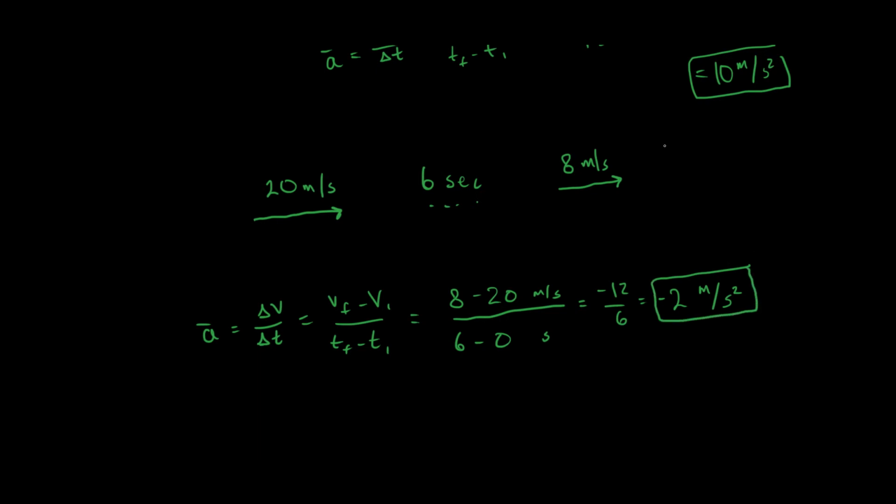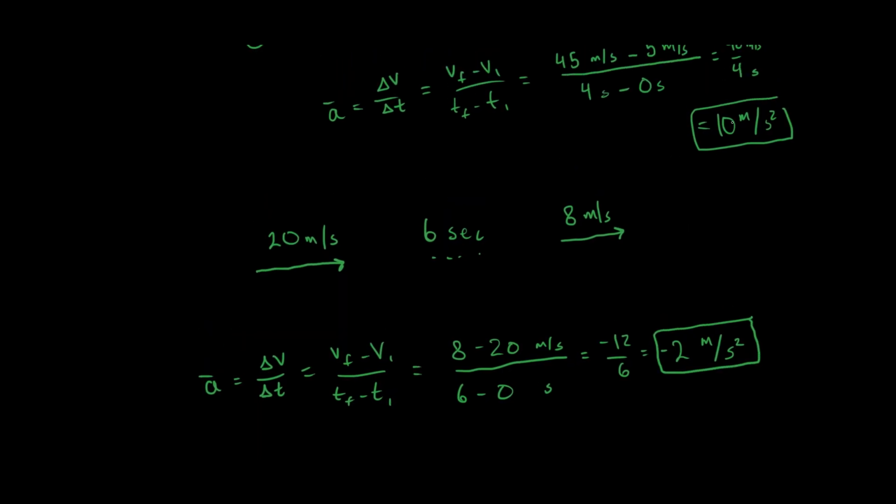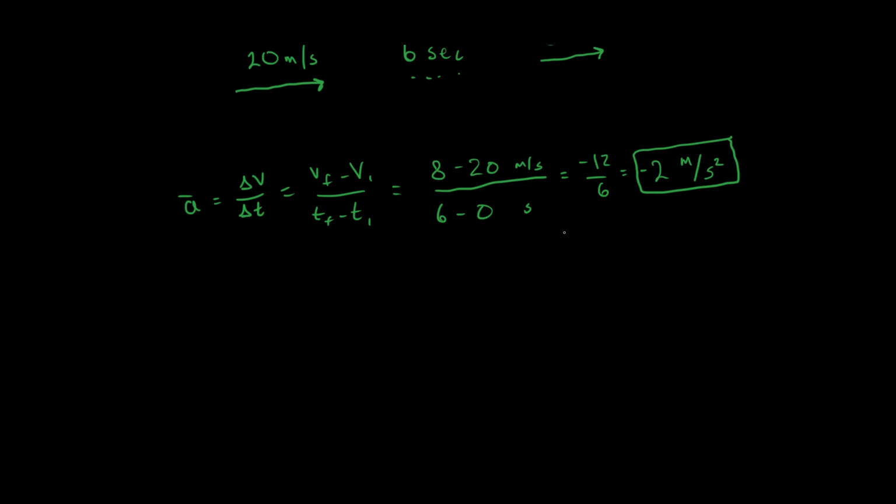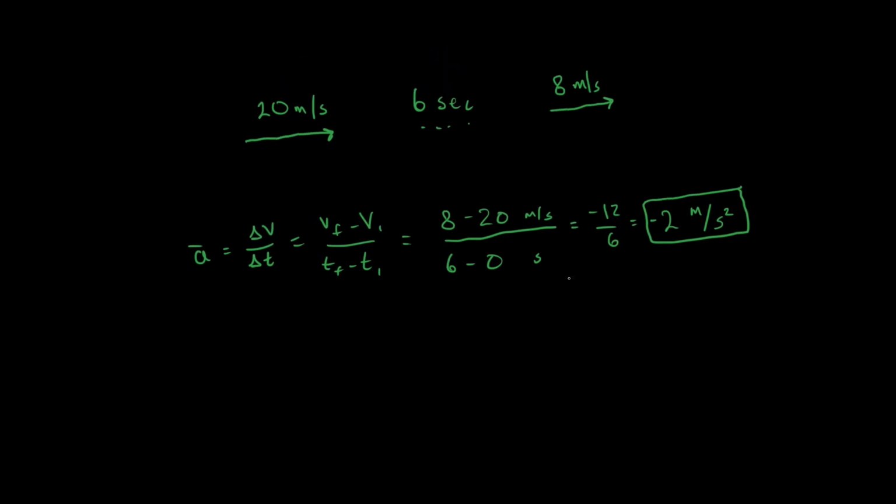So what are we seeing here? We're seeing here that when we have a positive acceleration, our velocity is increasing, and when we have a negative acceleration, our velocity is decreasing. So all this talk that we have about acceleration and deceleration in real life, you don't have to think about it as being deceleration, actually. All you have to think about is being negative acceleration.